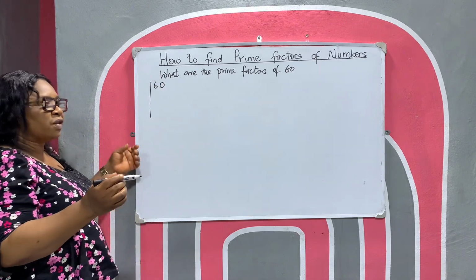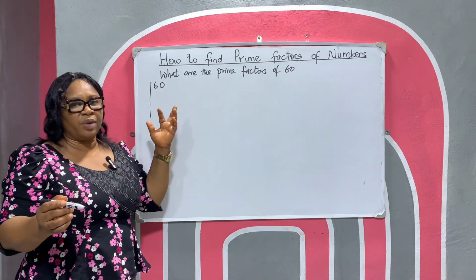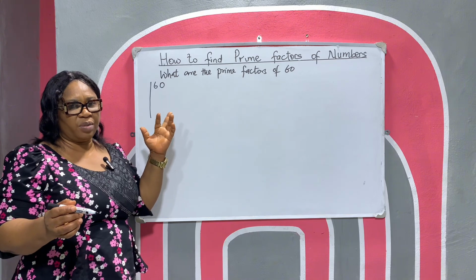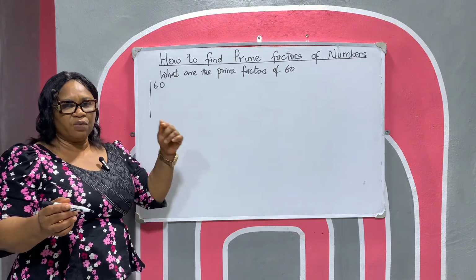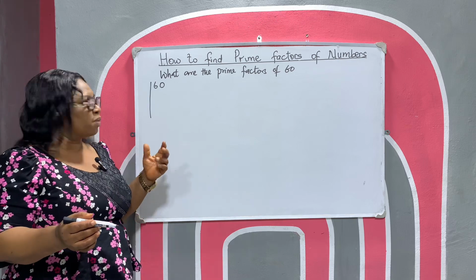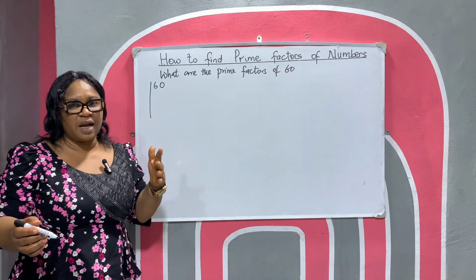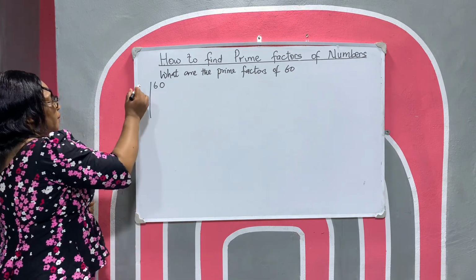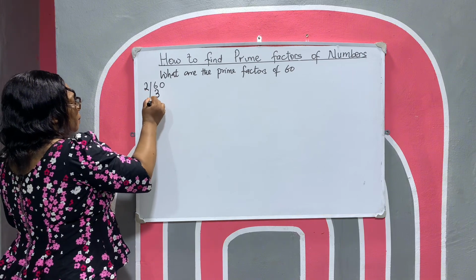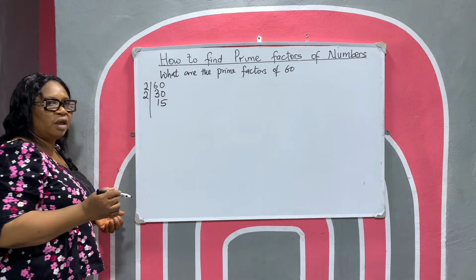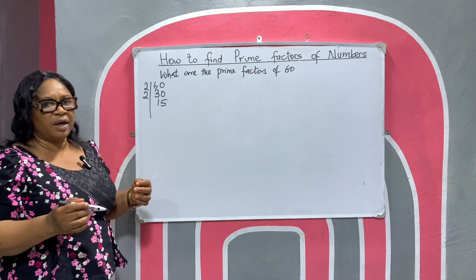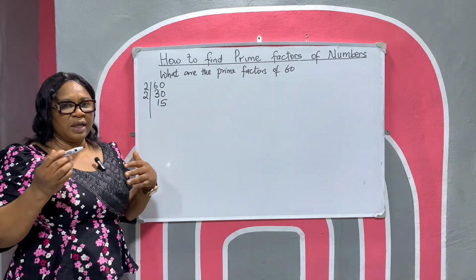I told you that in factorization, you must start dividing with the number 2. Except 2 cannot divide, then you check the next number. The numbers must follow each other. So we start with the number 2, because 2 can divide 60. 2 divided again will give me 15. See, 2 can no longer divide. Can you see that? So let's check the next number.